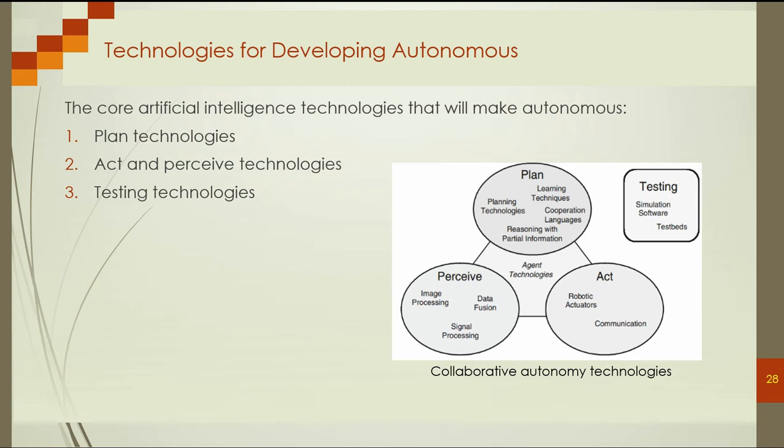Planning, of course, you can relate to the previous topic, which is artificial intelligence. Planning is based on artificial intelligence. Acting and perceiving are also related to AI, but in a different way. There we can say, okay, processing the data, for example, in acting and perceiving technologies.